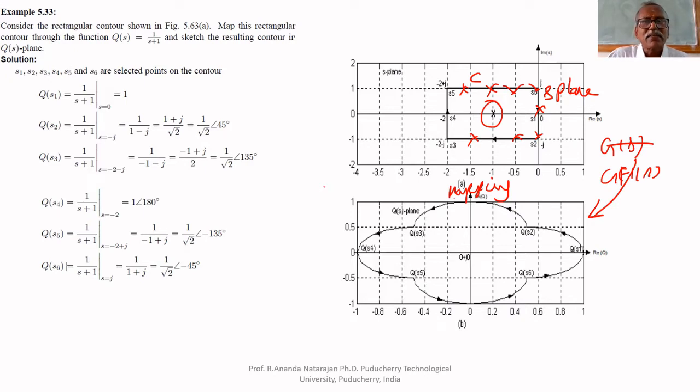How am I telling the direction? If you select S1, S2, S3 in the clockwise direction, here Q1, Q2, Q3 will move in the anti-clockwise direction. Therefore, if the contour encloses the pole in the clockwise direction, then this mapping will encircle the origin in the anti-clockwise direction once.